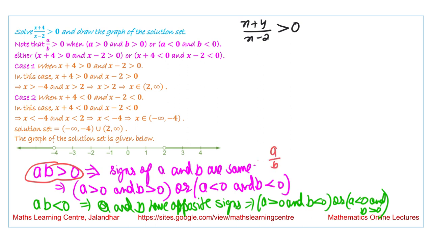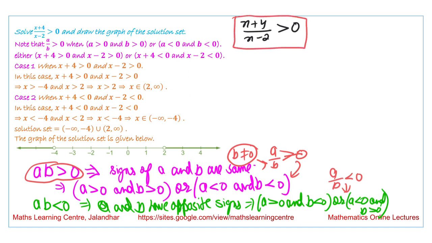A by b. Clearly b will not be equal to 0 if we are talking about this number. So if this term is greater than 0, then the sign of both a and b should be the same. If a by b is less than 0, then they should have opposite signs. Now in this case it is given that this term is greater than 0.